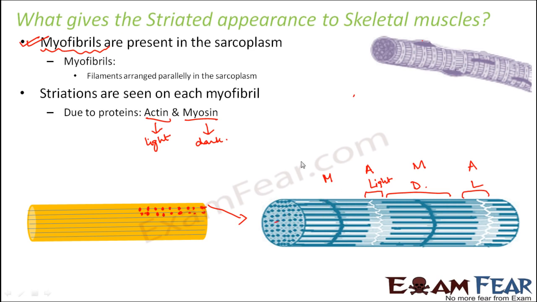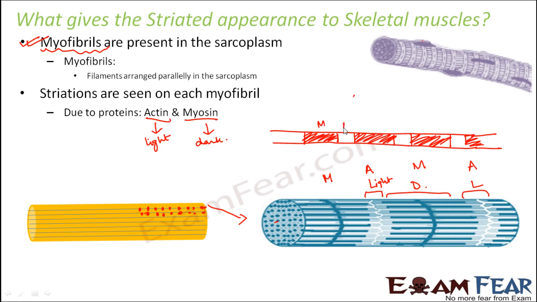Now the question is, how are these actin and myosin organized on each myofibril? Let me make a very rough diagram. Let us suppose this is your myofibril. Actually this is the structure of a detailed myofibril. Suppose you have a dark band like this, then a light band. Again a dark band, a light band, again a dark band, a light band, and so on. That means this is the portion where myosin is present, here actin is present, again myosin, actin, myosin, actin, and so on.